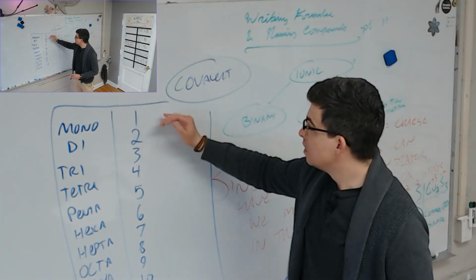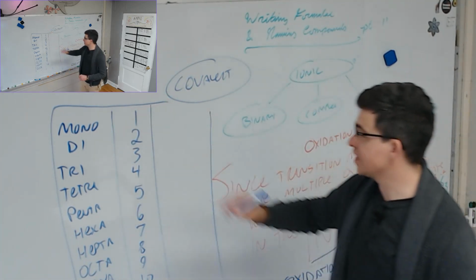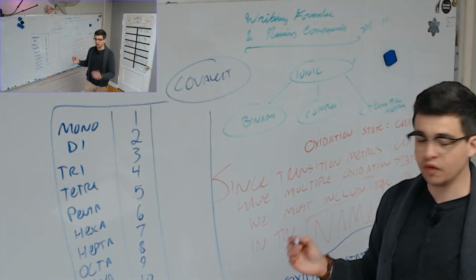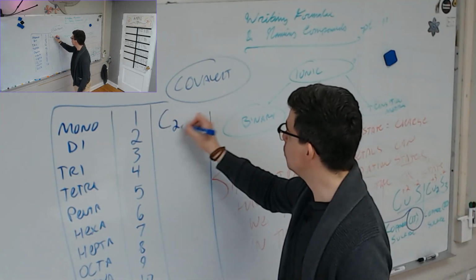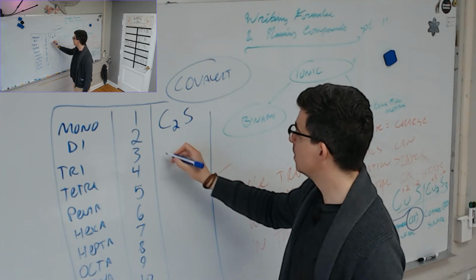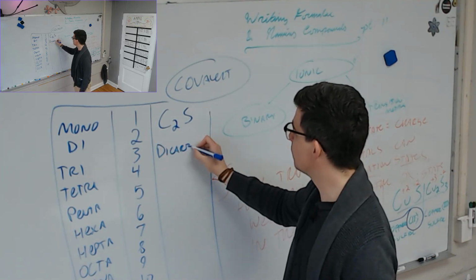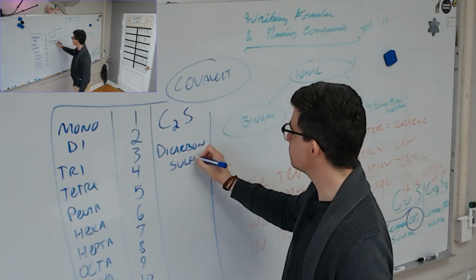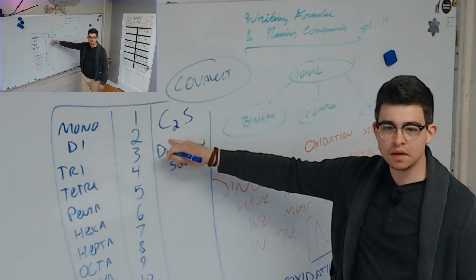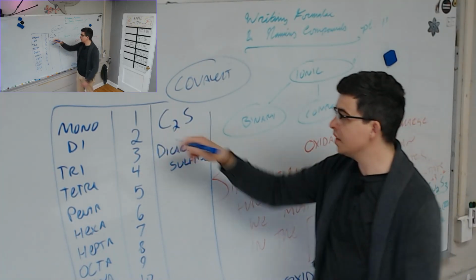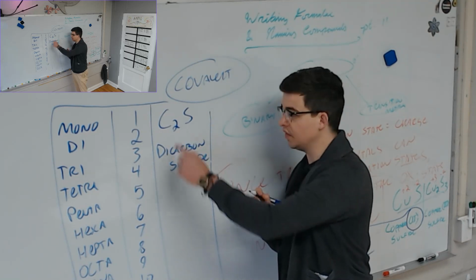Anyway, so we have these prefixes that we add. And it's really pretty easy. If we have, for instance, C2S, we call it dicarbon sulfide. We still name them in the order they're given. We just put whatever the number of it is, we put that prefix before it.